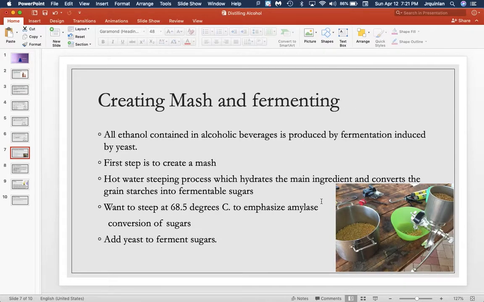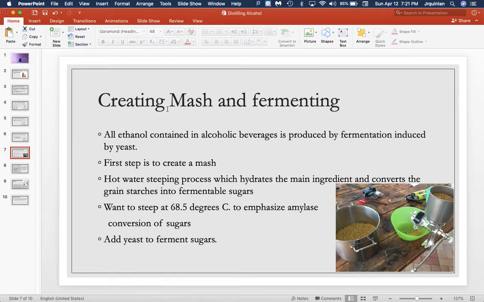Now, everything we've been talking about so far is the chemistry of how ethanol is created, but I'm going to explain how to physically do it. All ethanol contained in all alcoholic beverages is produced by fermentation of yeast. So beer, whiskey, vodka are all produced by this fermentation, including yeast. And the process is called making a mash.